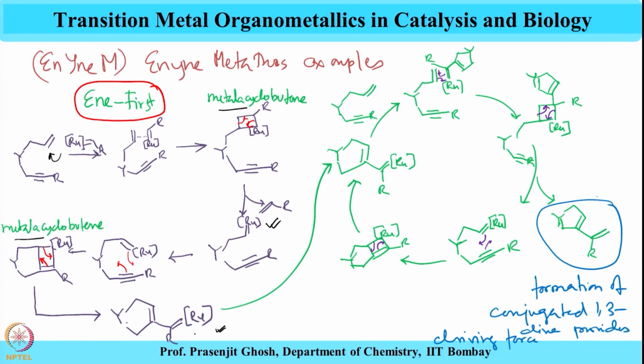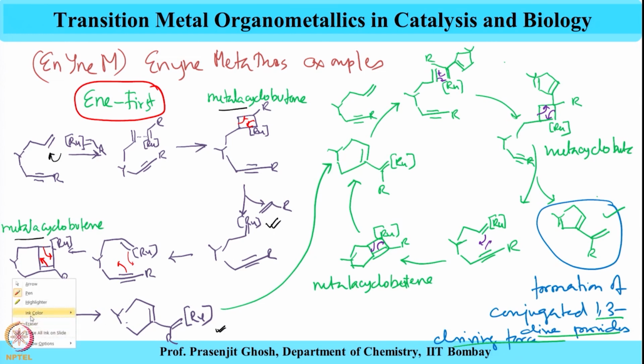Now, that reacts with the second substrate again to give a metallocyclobutane intermediate, which undergoes metathesis to give this 1,3 conjugated diene product, which provides the driving force for the reaction, and then it undergoes the reaction with the second alkyne moiety to give a metallocyclobutene species, and subsequently goes back to the starting species.